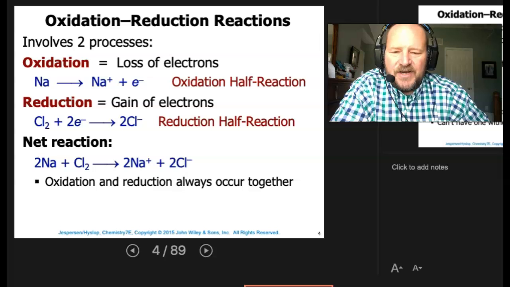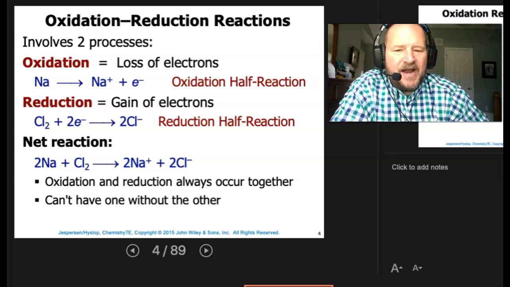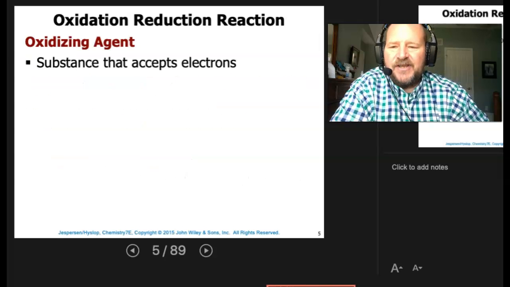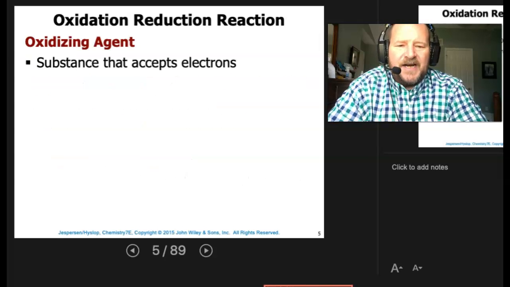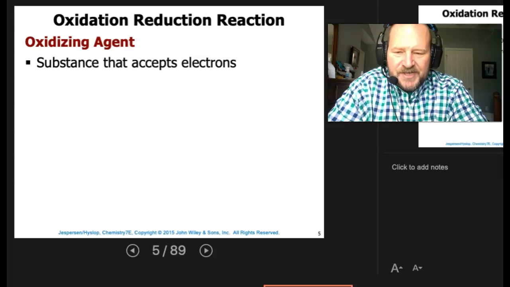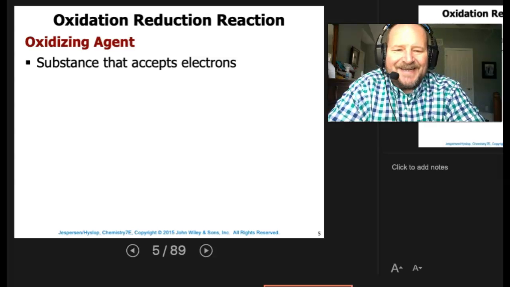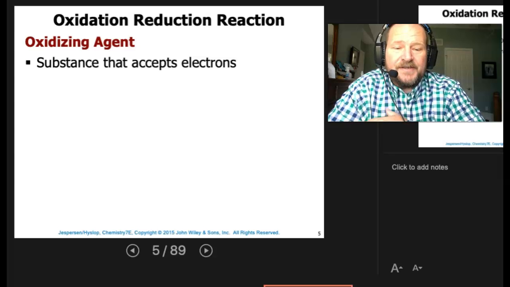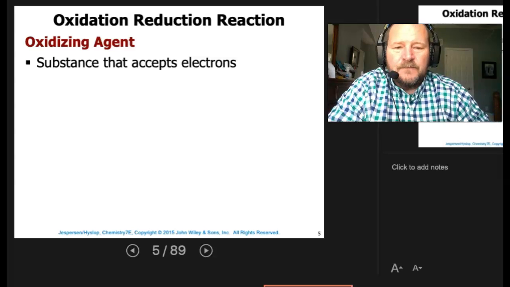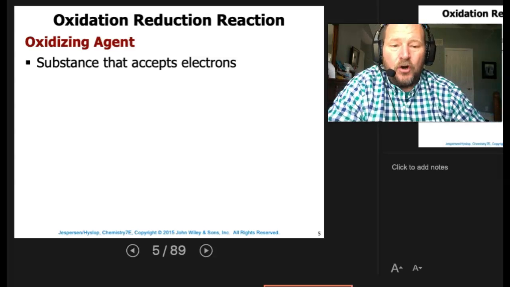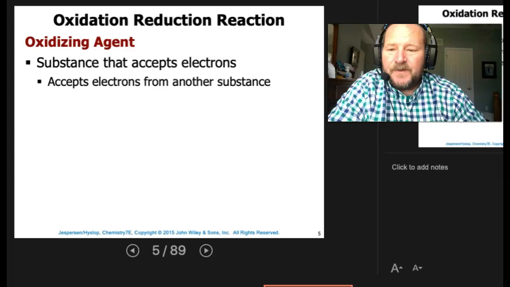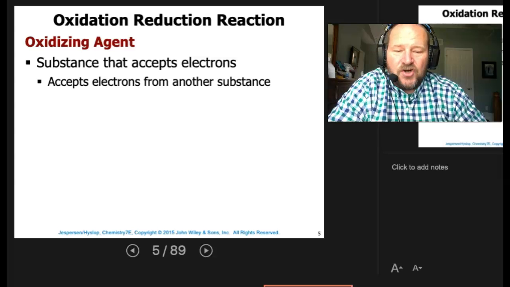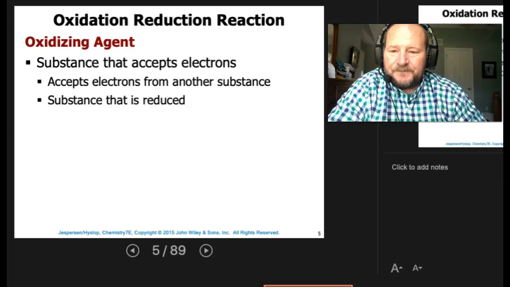So oxidation and reduction always have to occur together, and you can't have one without the other. Okay, so oxidation and reduction reaction then. You'll hear the terms oxidizing agent and reducing agent. An oxidizing agent is a substance that accepts the electrons. So basically, this is the thing that's going to cause the oxidation. Again, that's the material that's going to cause the oxidation to take place. That means it's going to accept electrons from another substance. This will be the substance that is reduced.